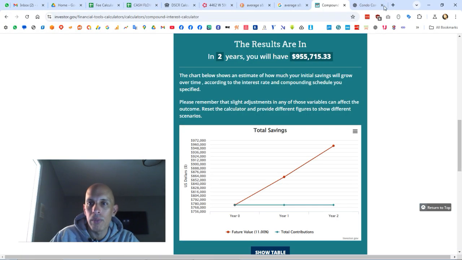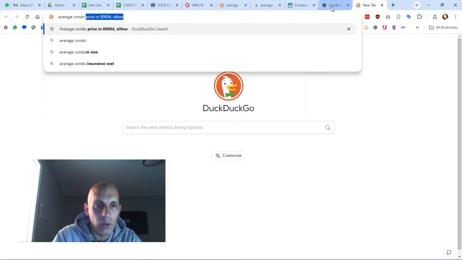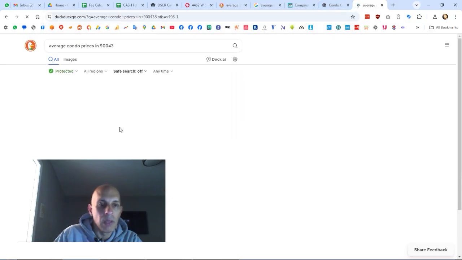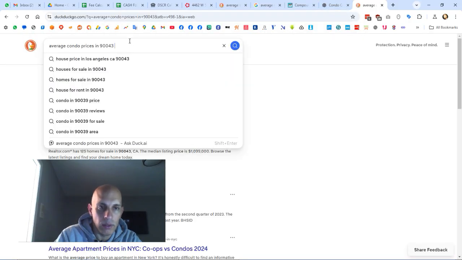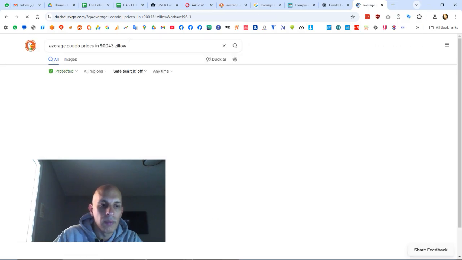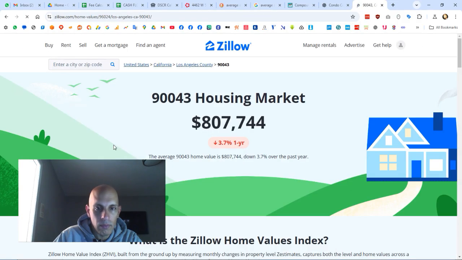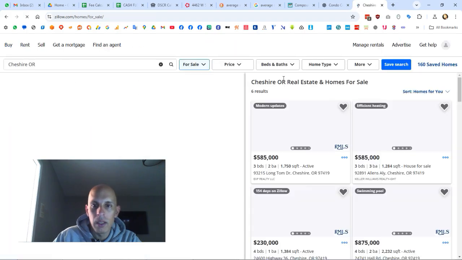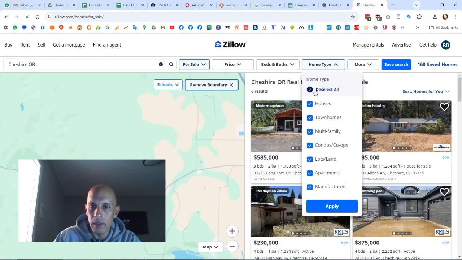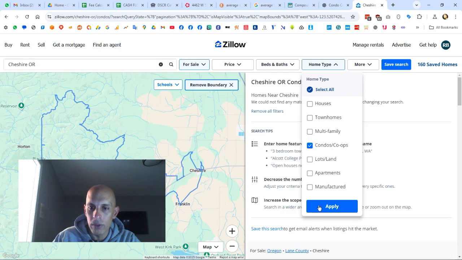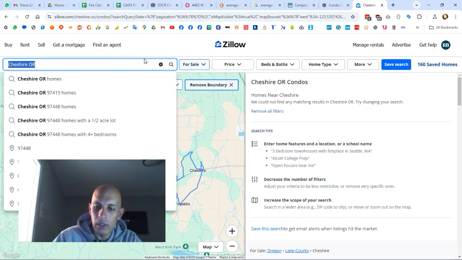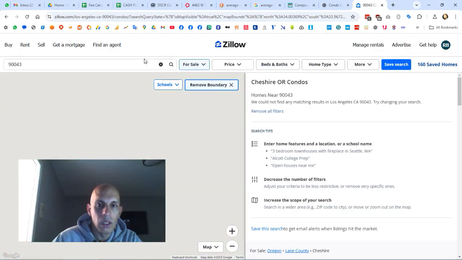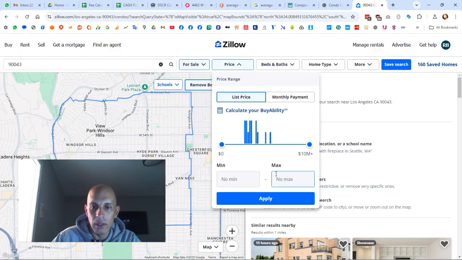If we look up, for example, average condo prices in 90043, and they'll probably show, let's just say Zillow. So this is average home value. I want to know condos, right? So let's see buy, and then I go here and I deselect all, and I only do condos, and then I go 90043, and I get rid of these price controls.